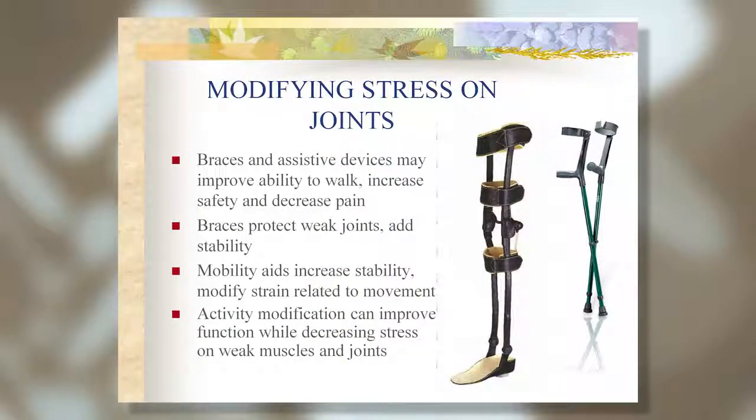Modifying stress on joints with orthotics is also something to consider. There are a number of different types of braces and assistive devices, again, to be addressed in another session. But braces are very helpful to protect weak joints, to add stability to limbs, and to reduce the stress on weak muscles. Many patients find a significant improvement in their symptoms by use of a brace.